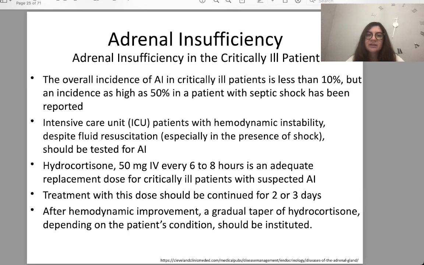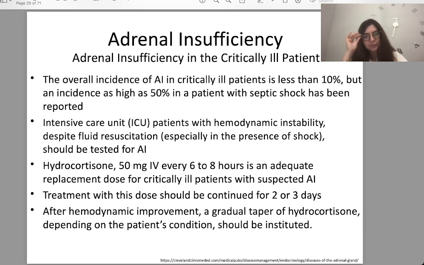Okay, adrenal insufficiency in critically ill patient. It is a little bit separate form of adrenal insufficiency. The overall incidence of insufficiency in critically ill patients is less than 10%, but an incidence as high as 50% in patients with septic shock has been reported.